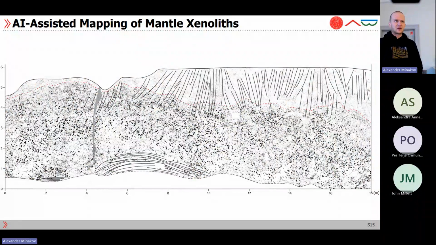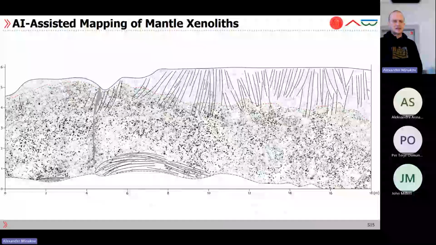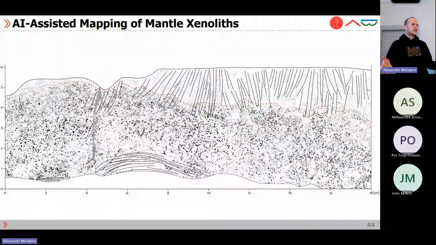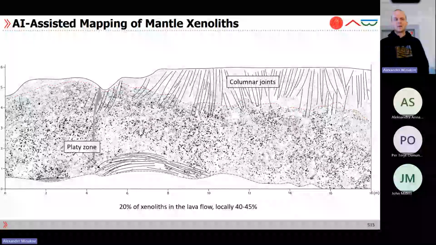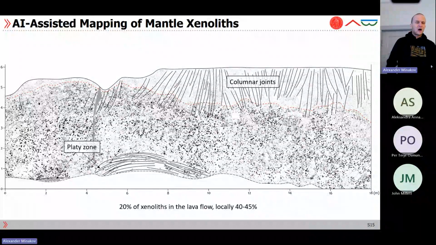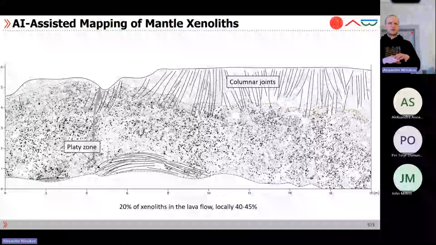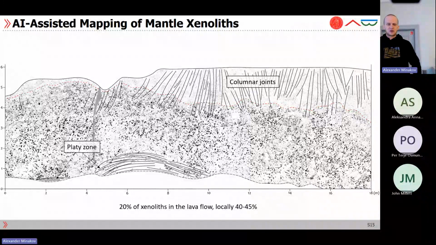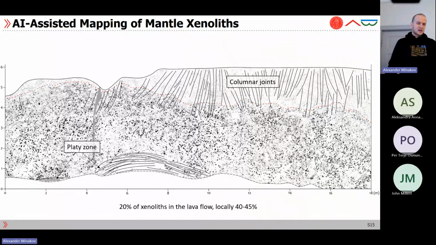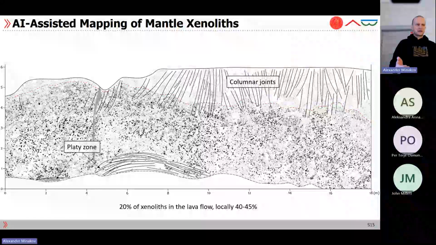This is a very preliminary result. But at least it can give us an understanding of where we have most of the xenoliths compared to the different parts of the flows, and how they compare and interrelate to, for instance, this platy zone, which we have generally at the bottom of the lava flows. And to my surprise, actually, we also estimated the percentage of the xenoliths in the lava flow.